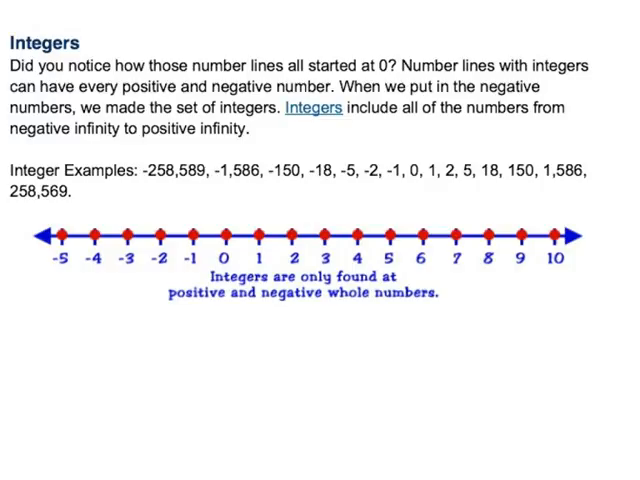Integers. Did you notice how these number lines all started at 0? Number lines with integers can have every positive and negative number. When we put in the negative numbers, we made the set of integers. Integers include all the numbers from negative infinity to positive infinity. So there are whole numbers, natural numbers, and negative values that are whole numbers, are integers.